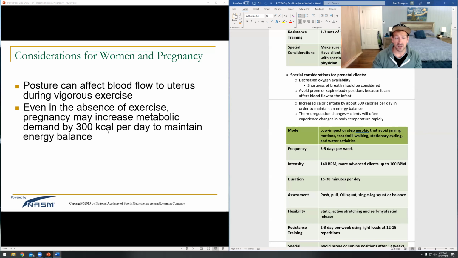Even in the absence of exercise, obviously when we exercise, we need to increase our caloric intake in response, unless we're trying to lose weight. And so even without that, they are going to want to increase their calorie intake by about 300 extra calories per day in order to maintain a neutral energy balance.